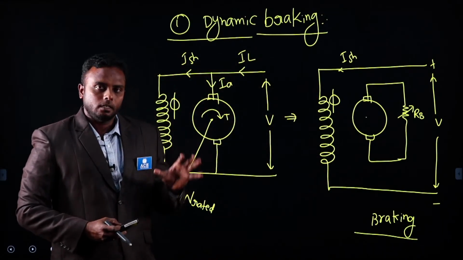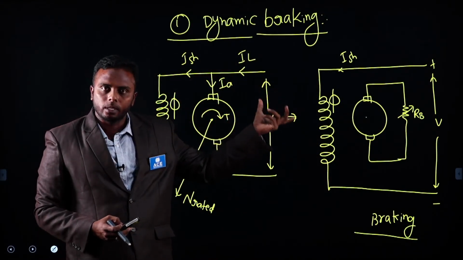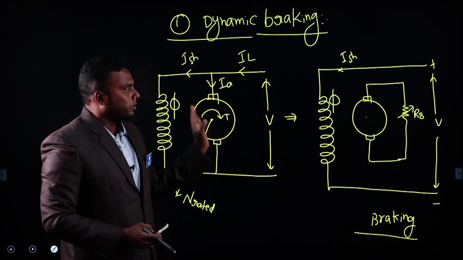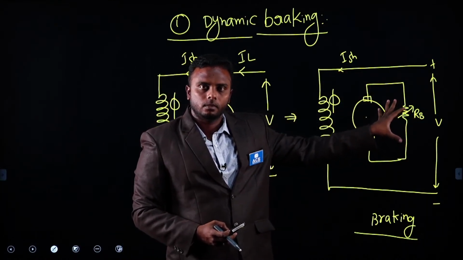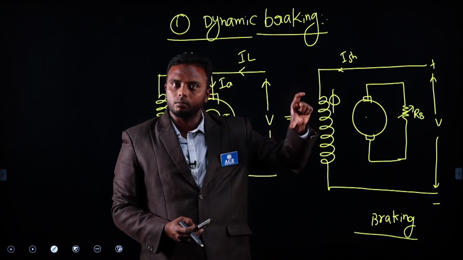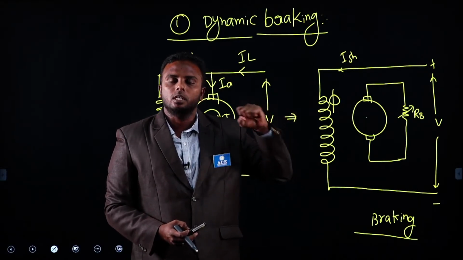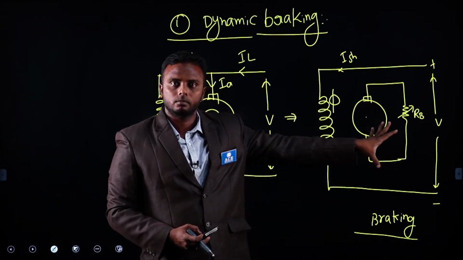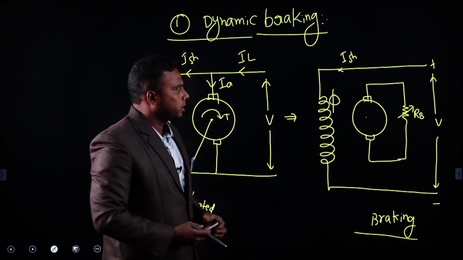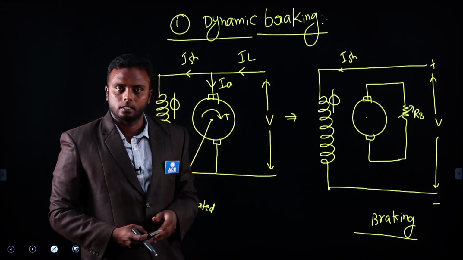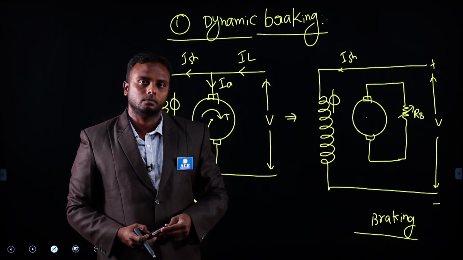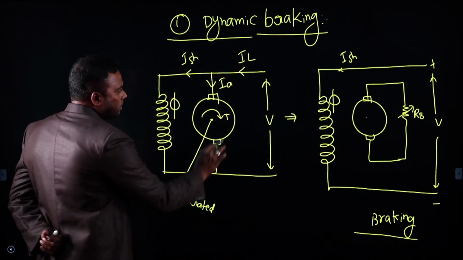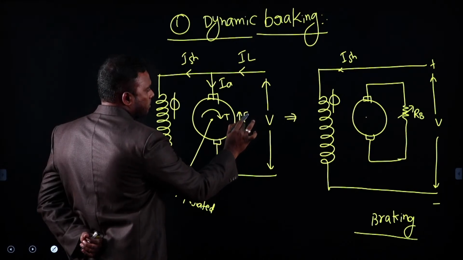But one thing here: whenever we want to apply brake, at that time we don't open the armature and connect a resistor. We will have a pre-arranged system, that is, a resistor across the armature already placed readily. Whenever we want to apply brake, immediately we close the armature terminals to this resistor. Then the brake is automatically applied. We don't open and connect the resistor at that time because that would take time.